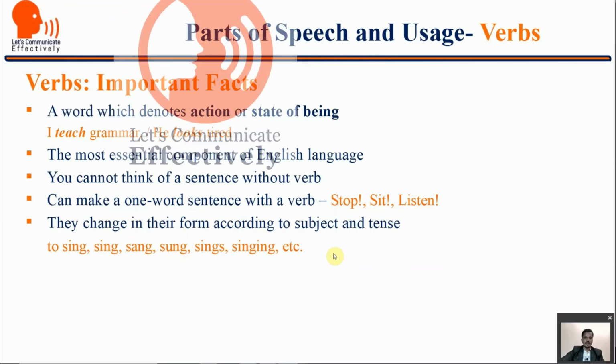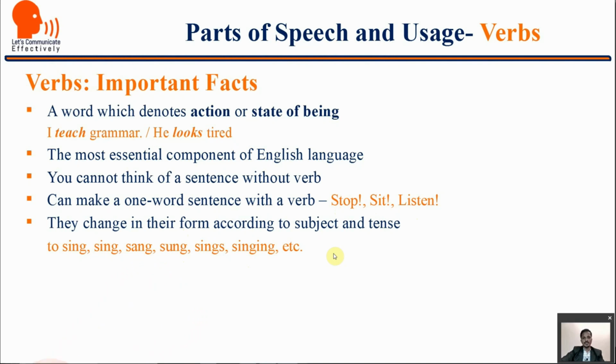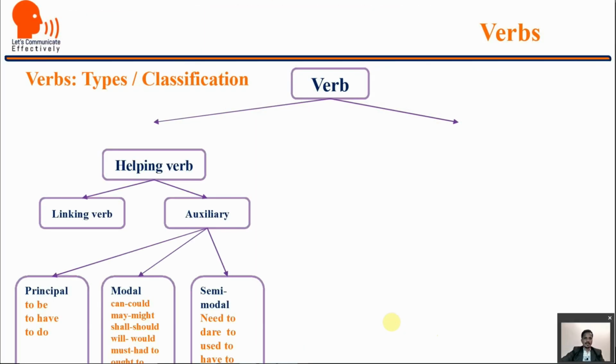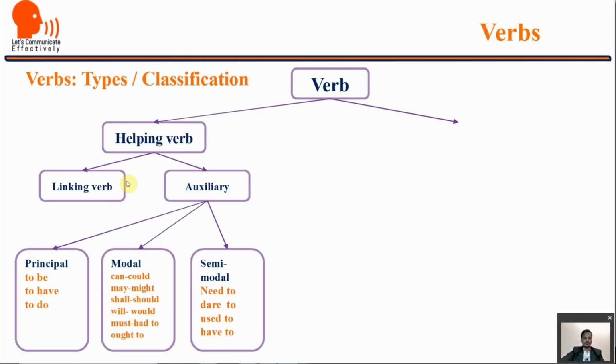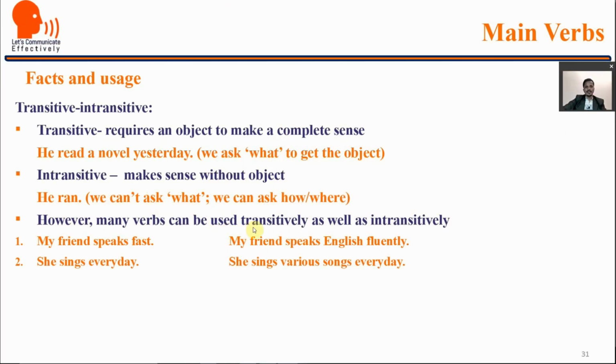In English, we cannot imagine a sentence without a verb. That's why verbs are a very important part of speech in the English language. So verbs are classified in two categories: helping verbs and main verbs, transitive or intransitive, dynamic, stative, regular and irregular. Many verbs can be used transitively as well as intransitively.